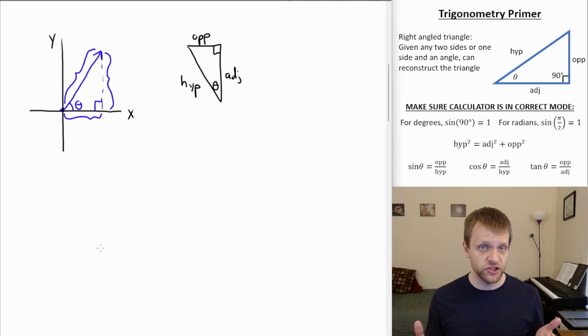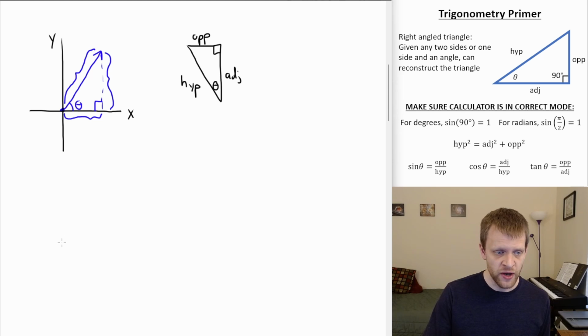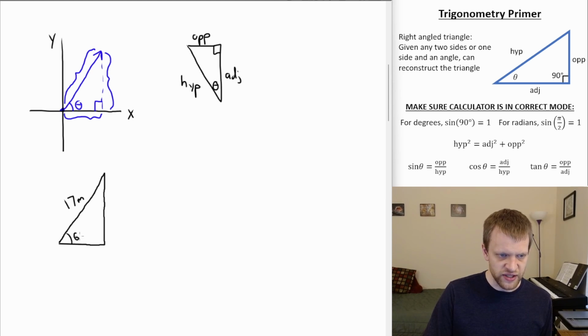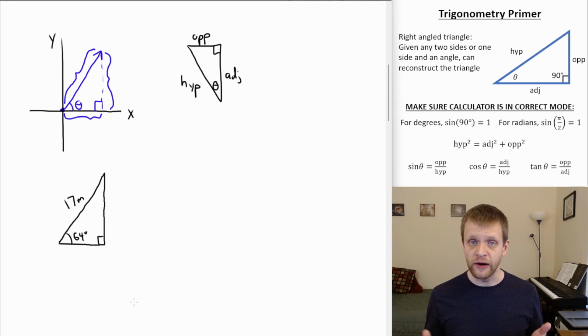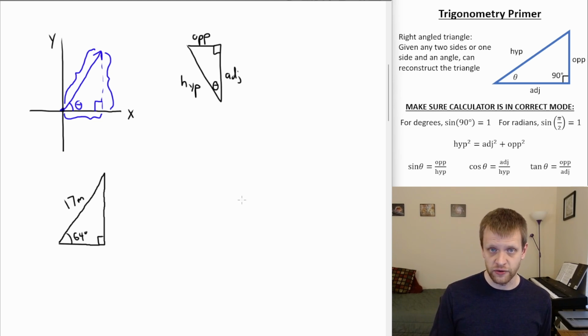So let's look at some examples of how we can use these trig functions in different cases. Let's say I have a triangle, and let's say that this side length of the triangle is 17 meters, and this angle is, let's say, 64 degrees. And suppose I want to figure out what the other two sides of the triangle are.